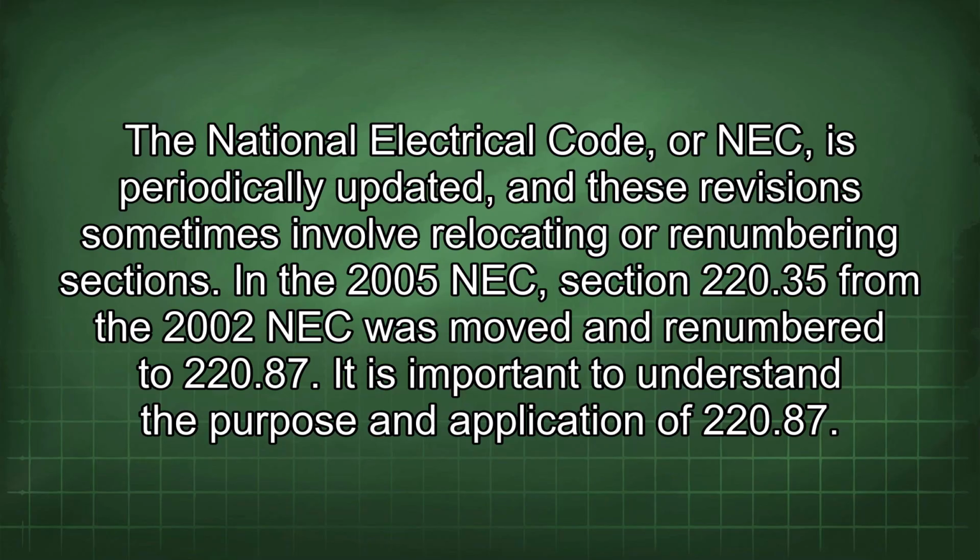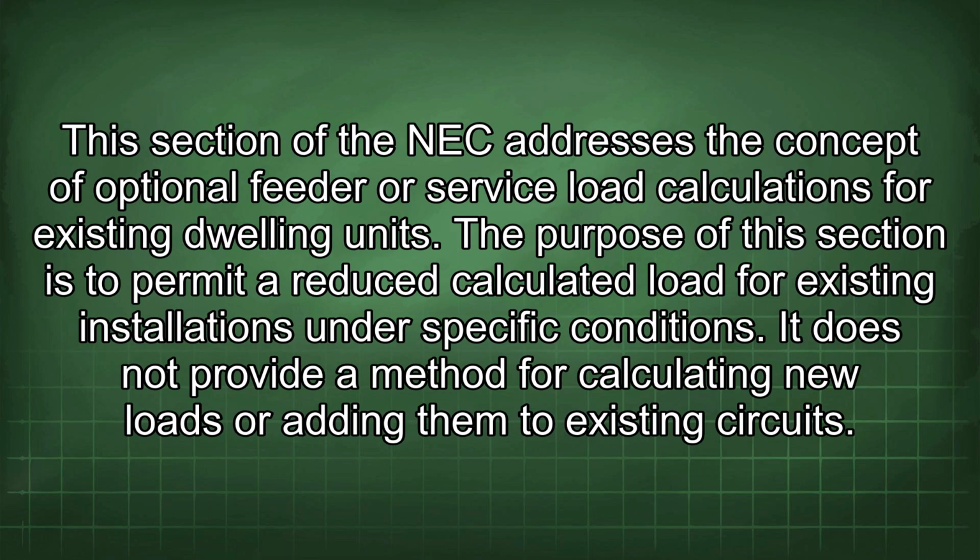The National Electrical Code, or NEC, is periodically updated, and these revisions sometimes involve relocating or renumbering sections. In the 2005 NEC, Section 220.35 from the 2002 NEC was moved and renumbered to 220.87. It is important to understand the purpose and application of 220.87. This section of the NEC addresses the concept of optional feeder or service load calculations for existing dwelling units.